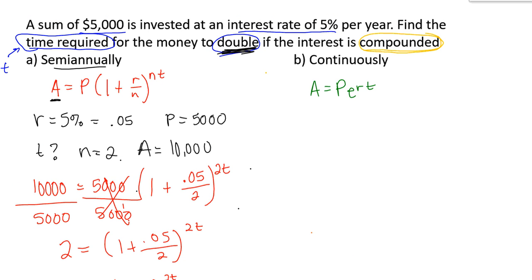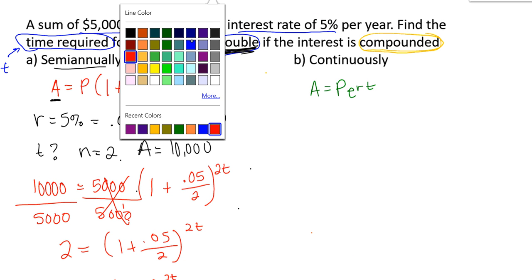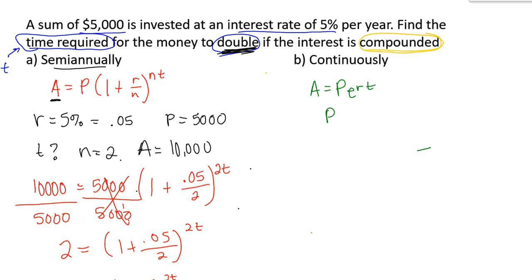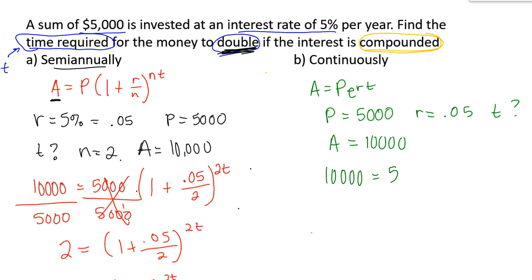Okay, now let's look at if it's compounded continuously. Again, we've got some of the pieces of information. We've got our P, and we've got our R, but we don't know our T. And we also know the A. So same idea, we're going to plug everything in. E is just the letter E to the 0.05 T. Solve just like normal. Get rid of the 5,000. 2 equals E to the 0.05 T.